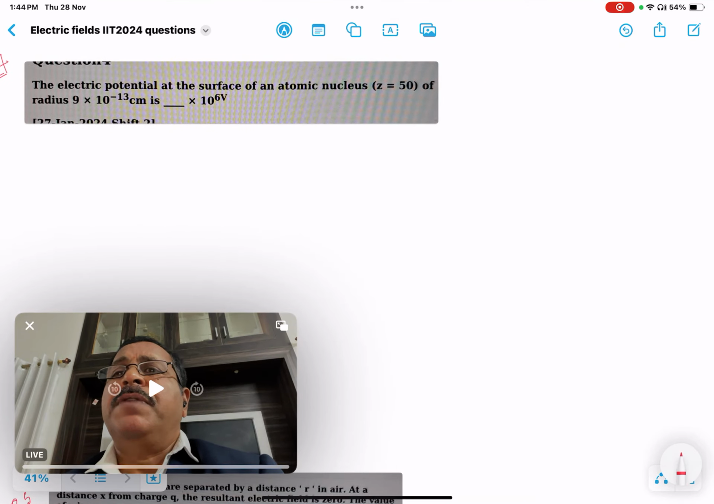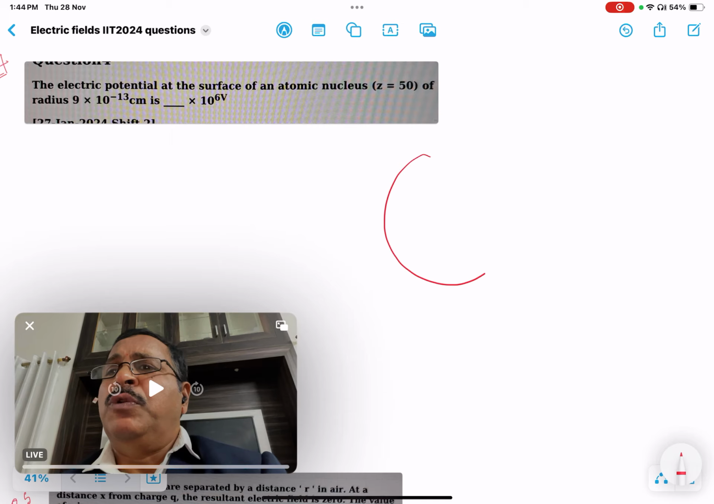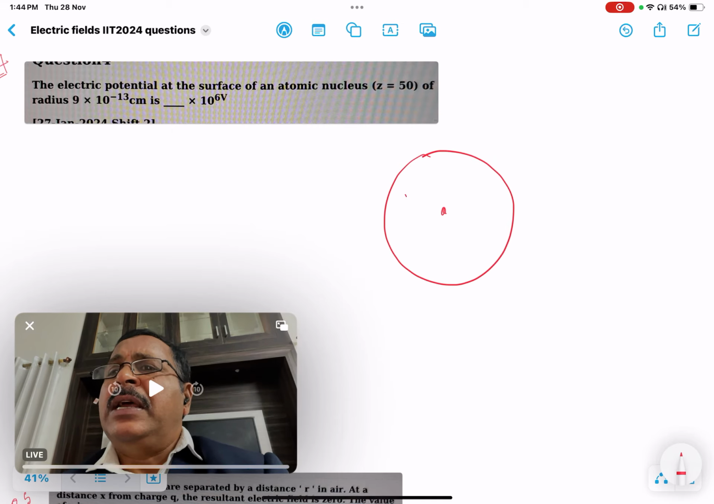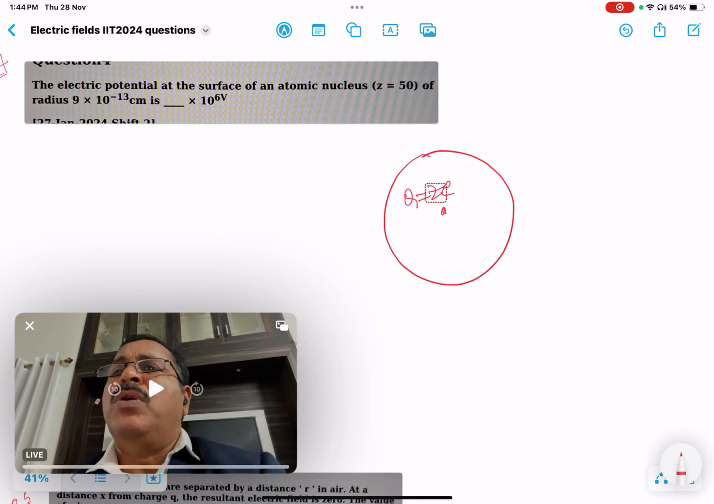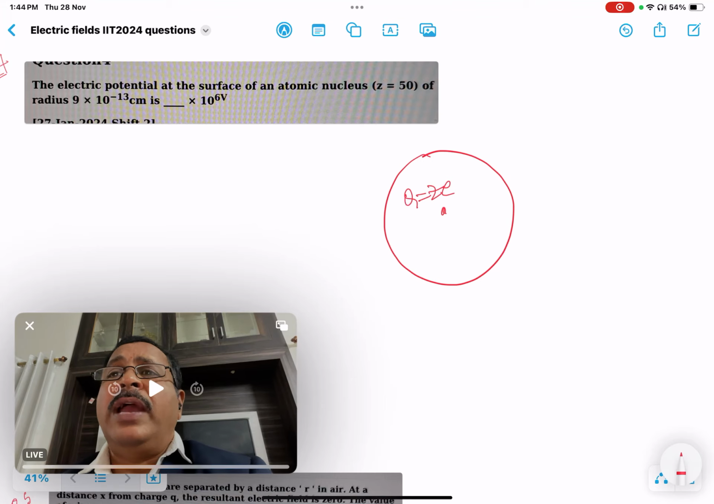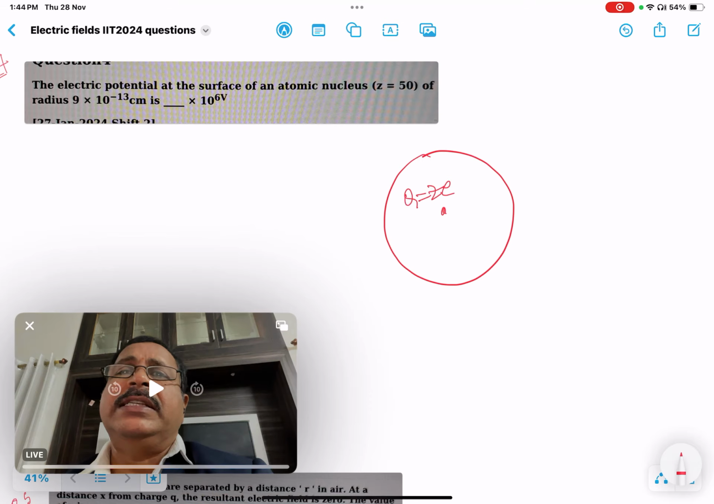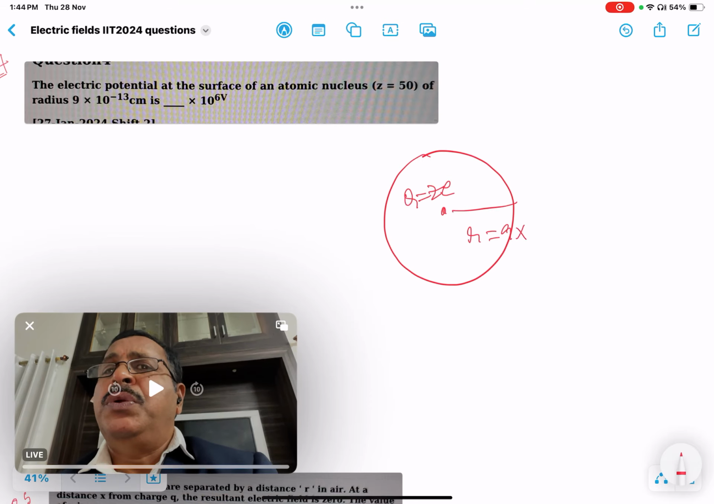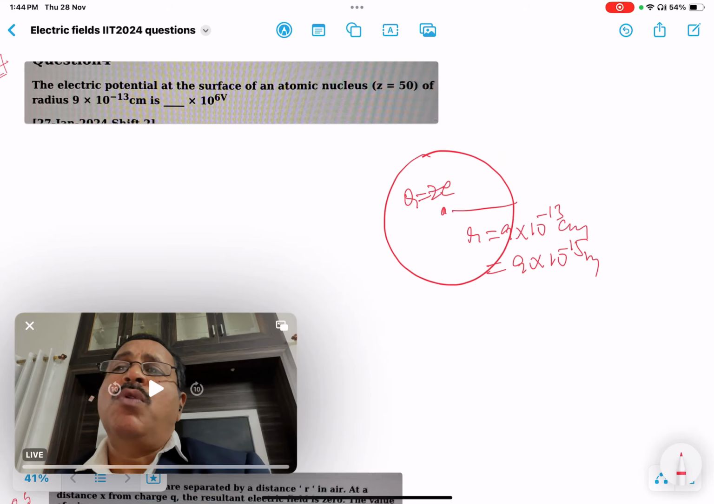Electric potential on the surface of an atomic nucleus. This is a nucleus now. So its charge is given as Ze because the atomic number is given there. The element we don't know, but the atomic number is given. The charge is 50e, that is Ze. The radius is also given. R equals 9 into 10 to the power of minus 13 centimeters, that is 9 into 10 to the power of minus 15 meters. Now the question is, what is the potential on the surface?